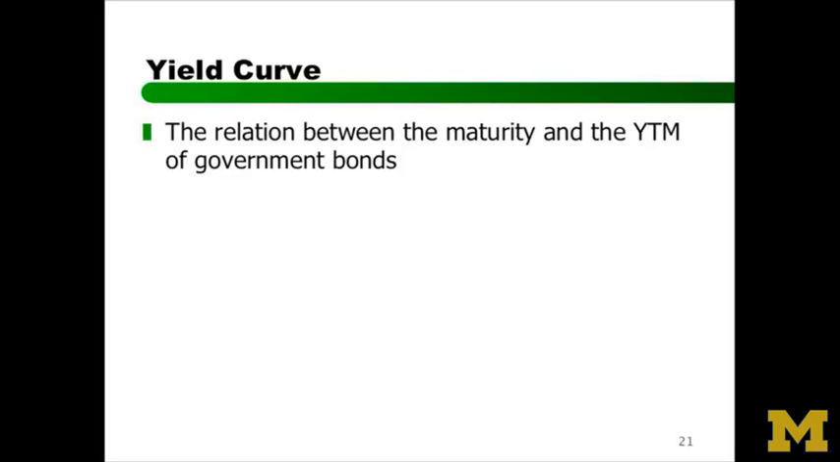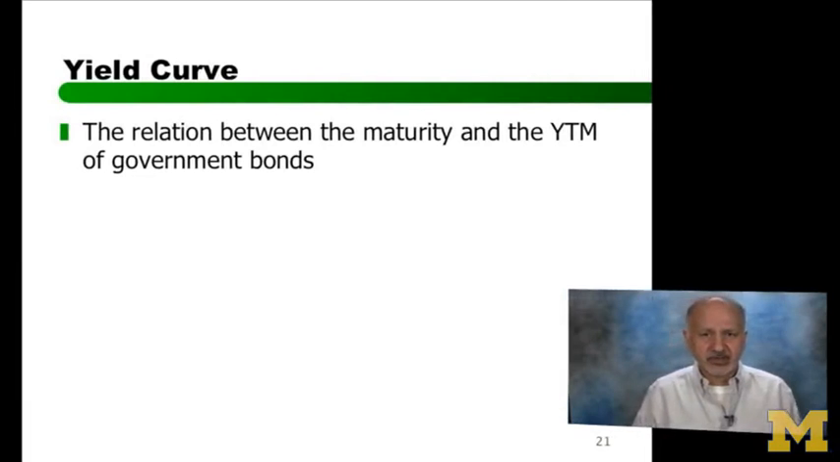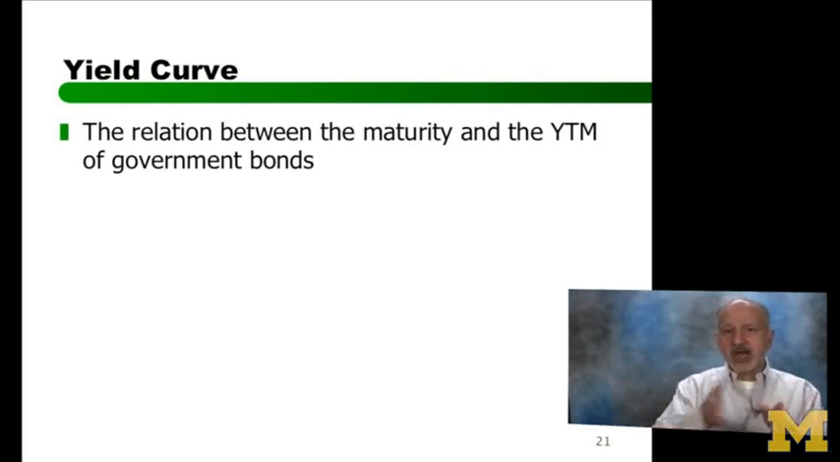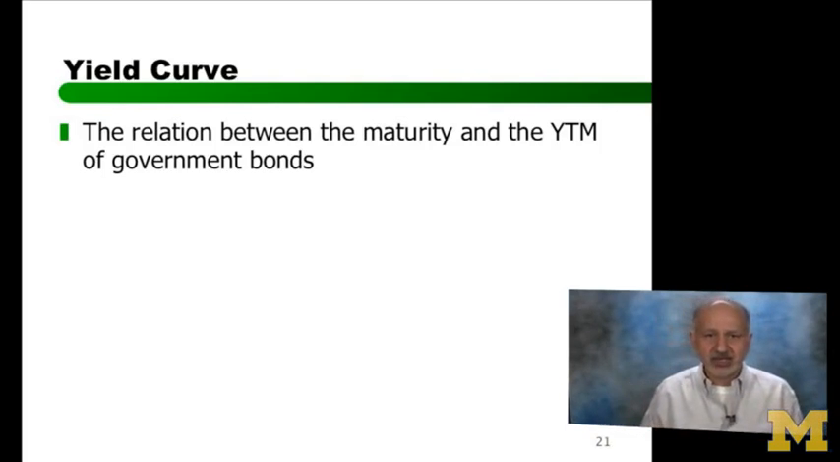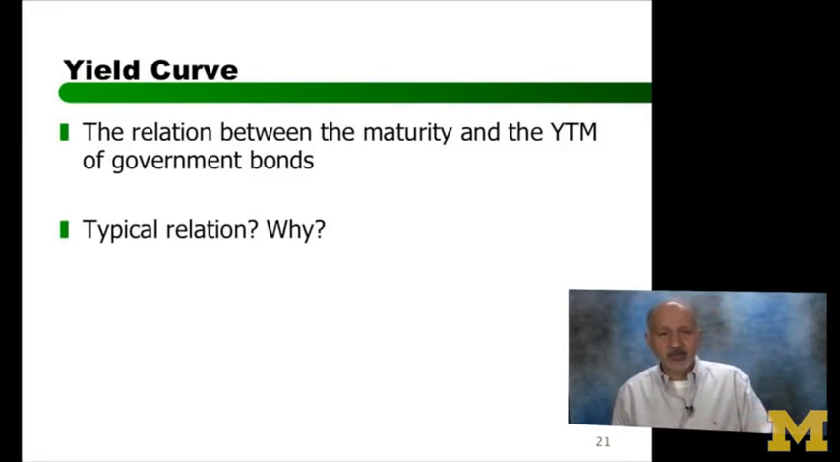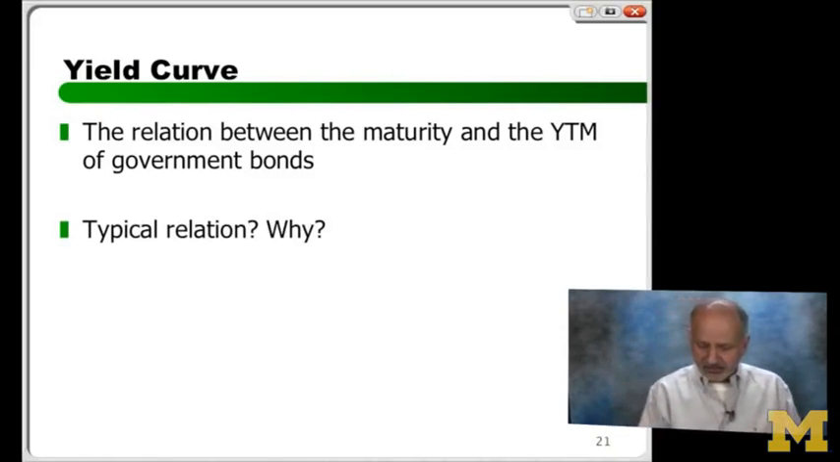And purely it should be zero coupon bonds because it's trying to show you the connection between the length of time and the interest rate on government bonds. So if you throw in coupons, it's not really picking up the relationship cleanly. Let me just show you the typical relationship and why.